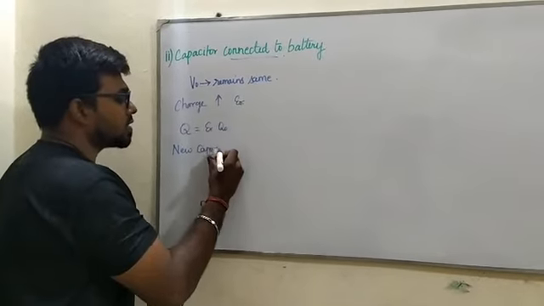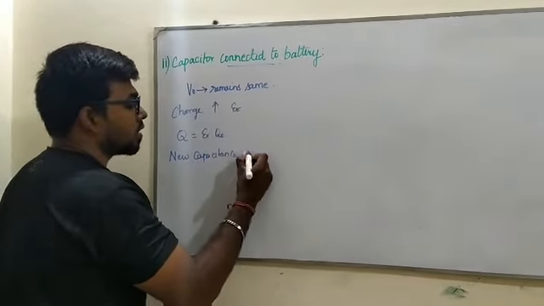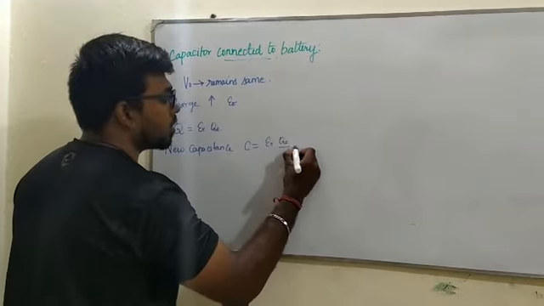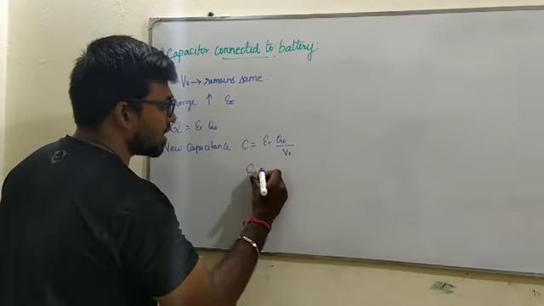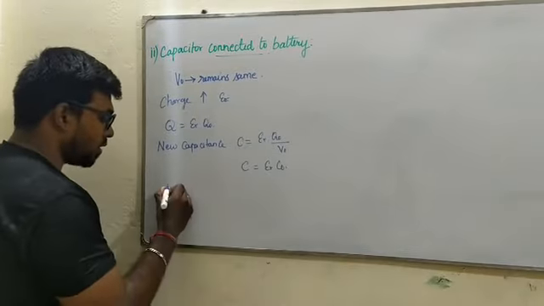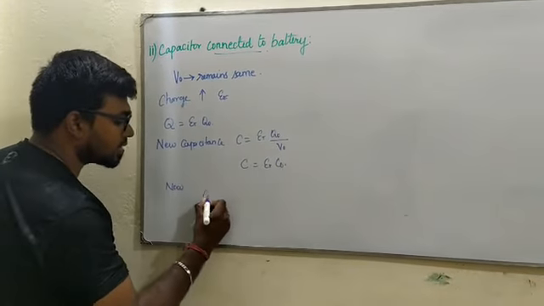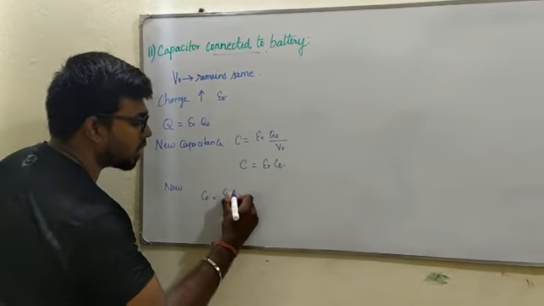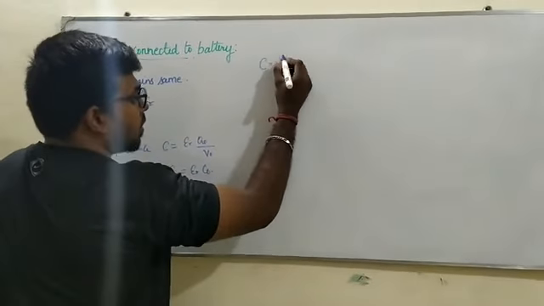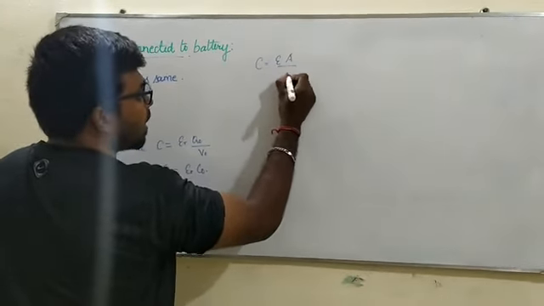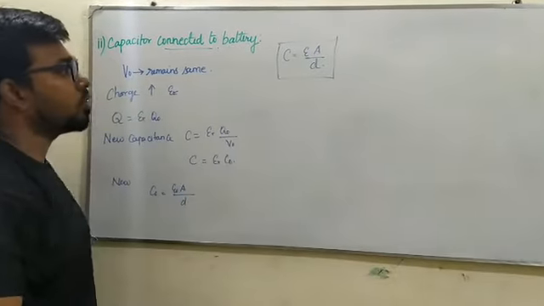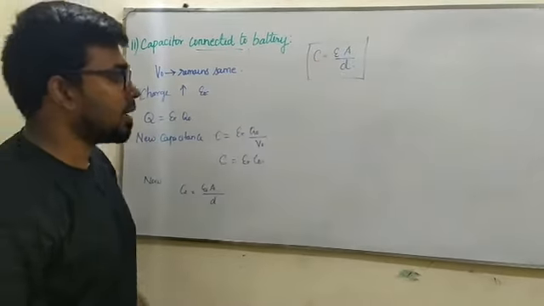New capacitance C is equal to epsilon r Q naught by V naught. So C is equal to epsilon r C naught. Now let us take C naught equal to epsilon naught A by D, and the new capacitance is equal to epsilon A by D. So the new capacitance can be written in the form C is equal to epsilon A by D.